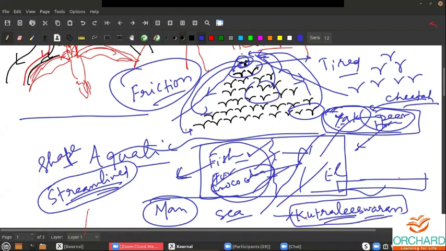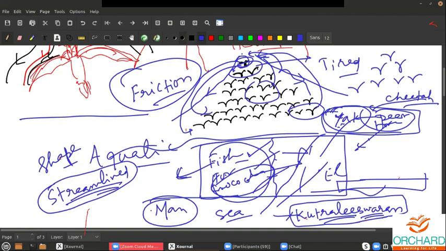So Kutraliswaran was a swimmer, a very good swimmer starting from childhood. He crossed many straits, like the Palk Strait, and has also traveled many miles in the sea. Even then, the water will apply some amount of friction. You cannot avoid that. That is called fluid friction or drag.